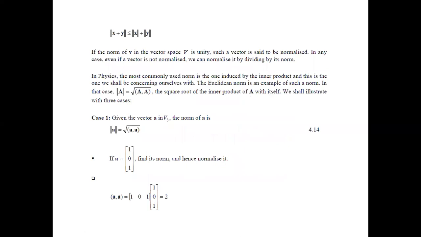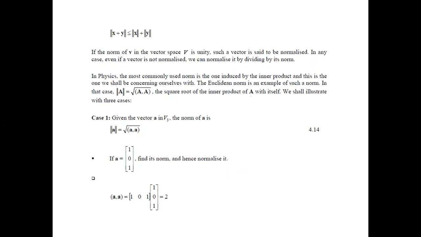If the norm of V in the vector space V is unity, such a vector is said to be normalized. In any case, even if a vector is not normalized, we can normalize it by dividing by its norm. In physics, the most commonly used norm is the one induced by the inner product, and this is the one which we shall be concerning ourselves with. The Euclidean norm is an example of such a norm. In that case, norm of A is square root of the inner product of A with itself.